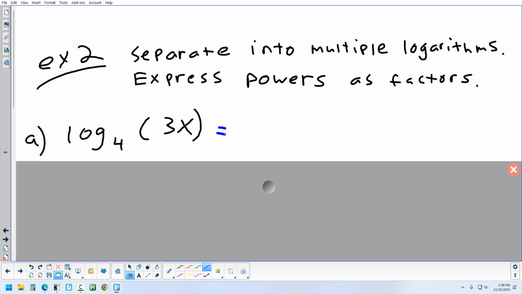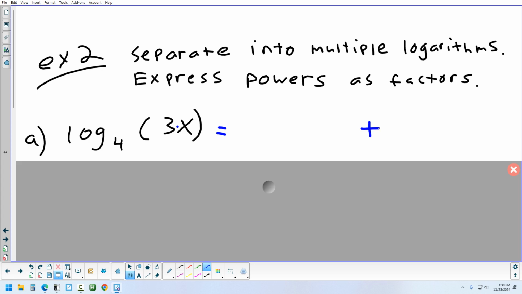All right, so let's try this one. So this is basically saying to take that and separate it. Would you add the 2? Well, that's what we have to decide. It either splits into addition or subtraction. It's addition because you're multiplying. Right, there's 3 times x inside the parentheses. So it's going to be an addition problem when we're done.